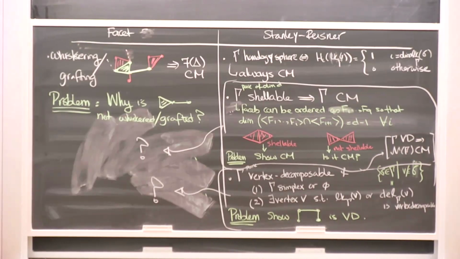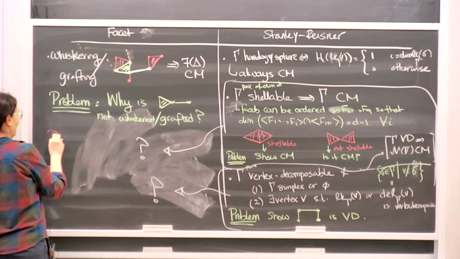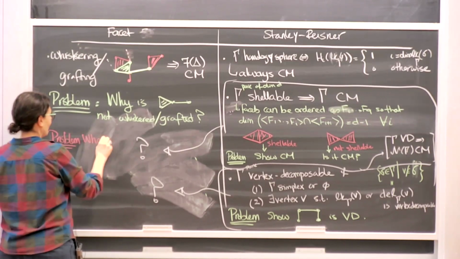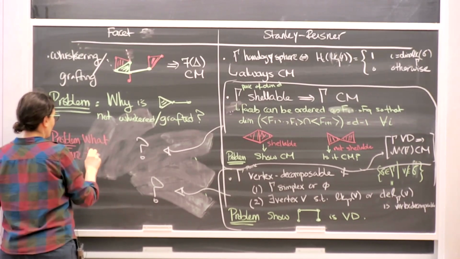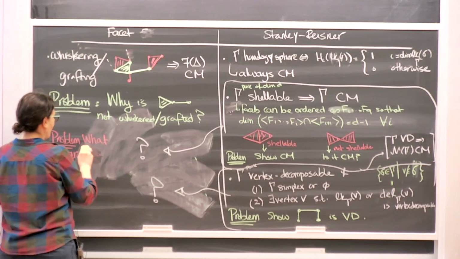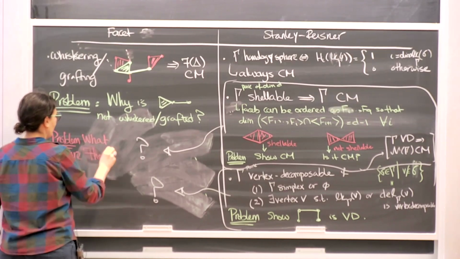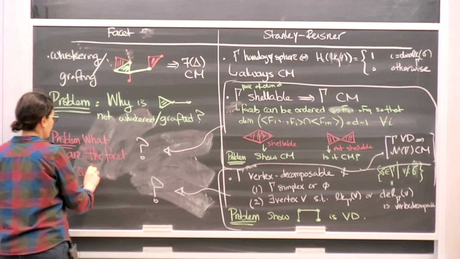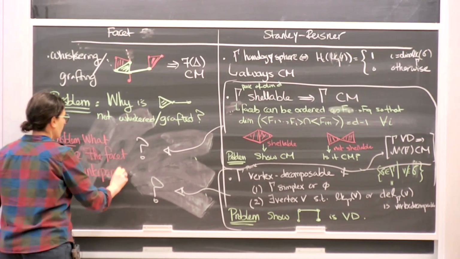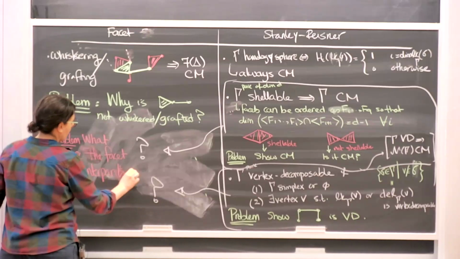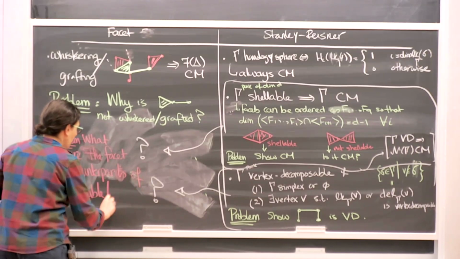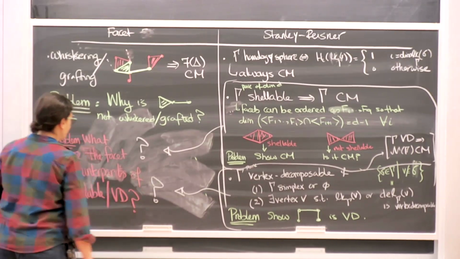Okay. So here are very nice problems. I'm going to put them in red. Problem: what are the facet complex counterparts of shellable or vertex decomposable?